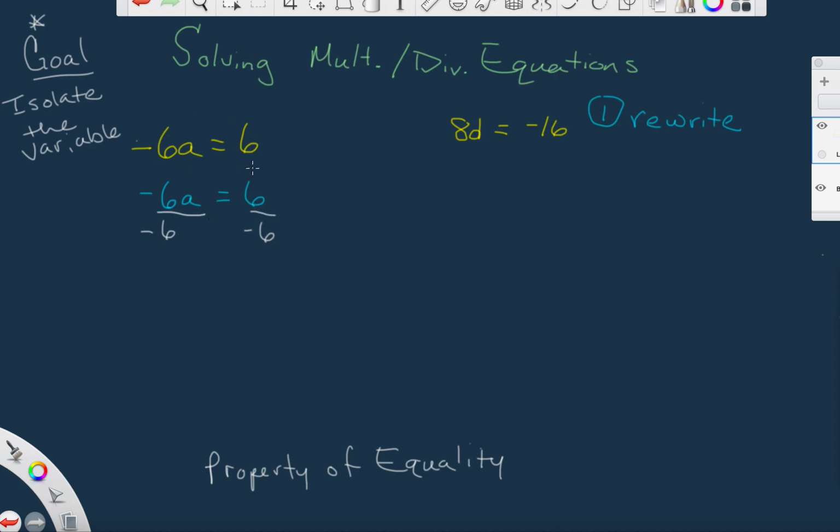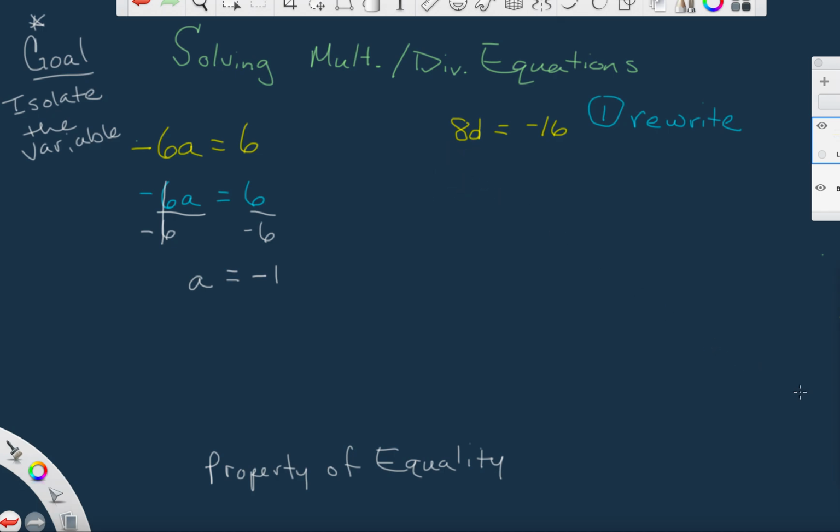This is why I wanted you to rewrite the equation, because if I put it here, I can do it in different colors, but you can't. All right, so negative 6 divided by negative 6 on this side is just positive 1. So that gives me a, just 1a, which is what I'm looking for. And positive 6 divided by negative 6, just one negative, so that would be negative 1. All right, so I'm going to do the same thing over here.